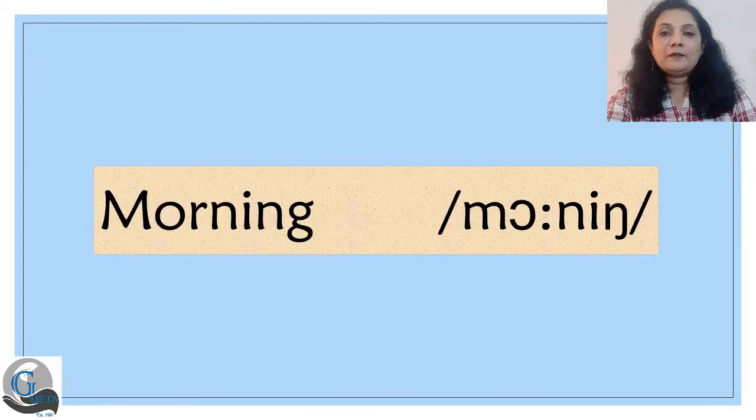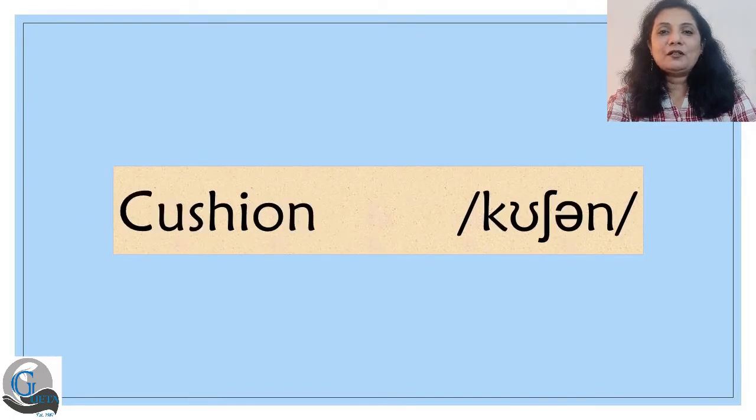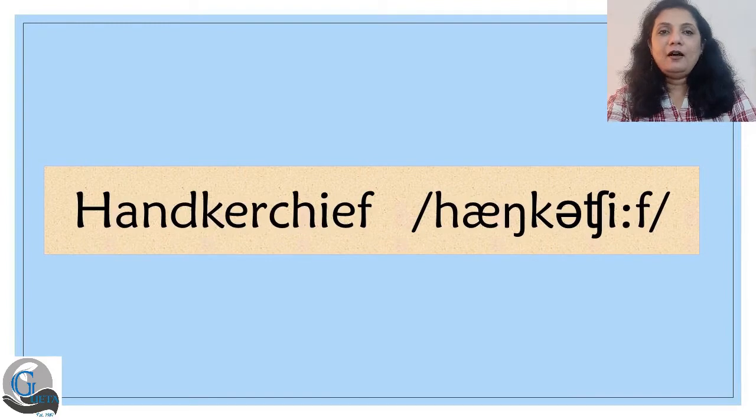Next word, morning. M, O, N, E, N. Morning. Then cushion. K, U, Sh, A, N. Cushion. And handkerchief. H, E, M, K, A, Ch, E, F. If you separate the sounds, then only you will be able to write the correct phonetic transcription.